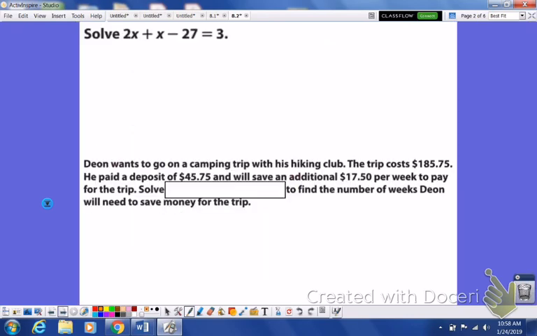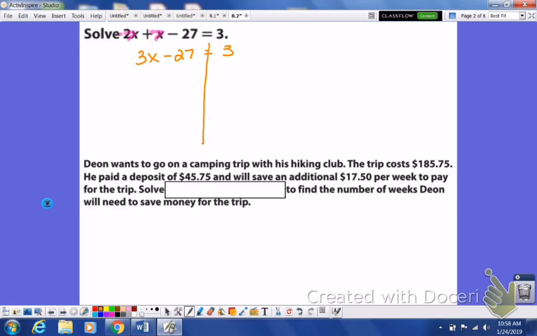All right, let's take a look at this next one. So solve 2x plus x minus 27 equals 3. So this is the first one where you'll see we have a 2x and we have an x. Now if we think back to the last chapter, we know that those are like terms, so we can combine them. So we have 3x minus 27 equals 3.